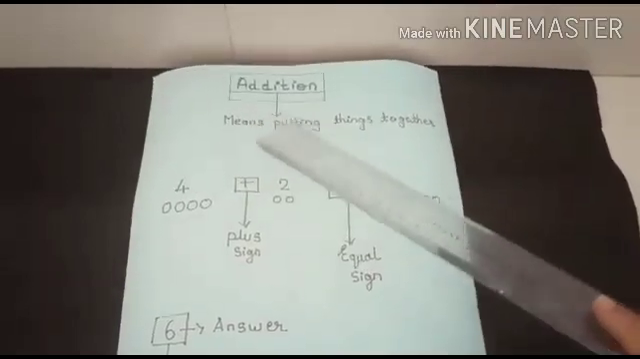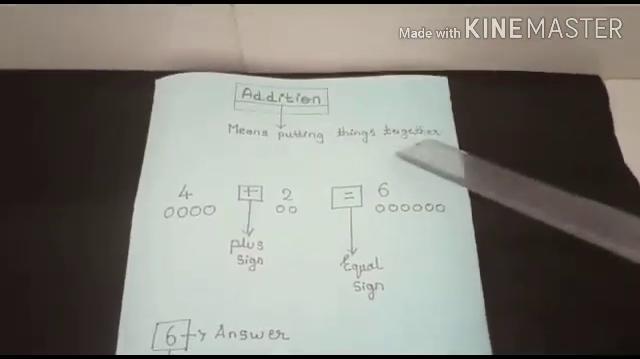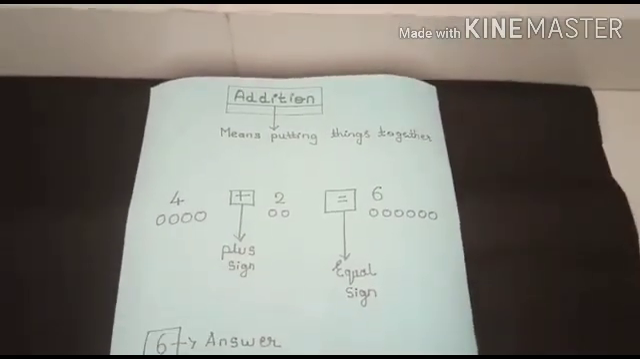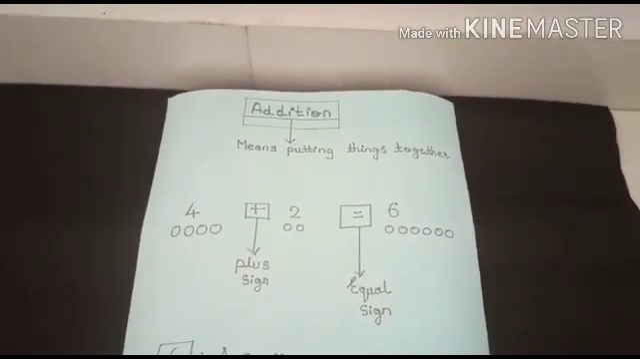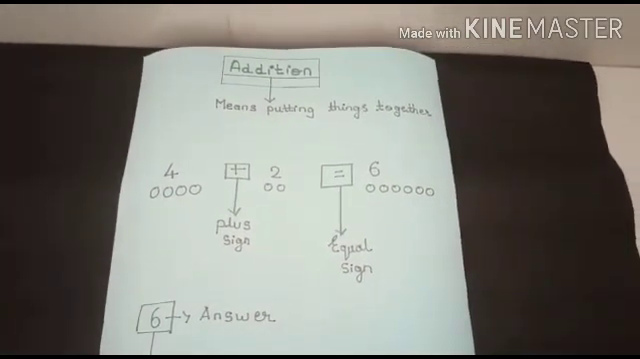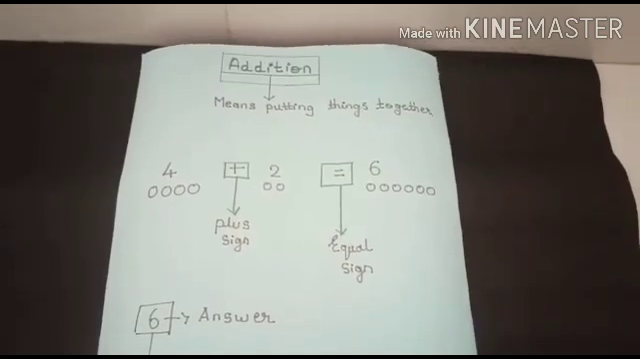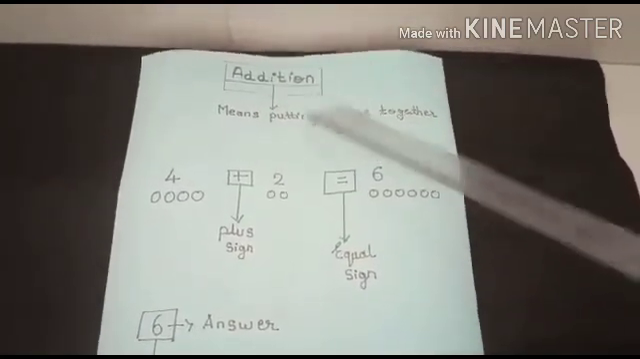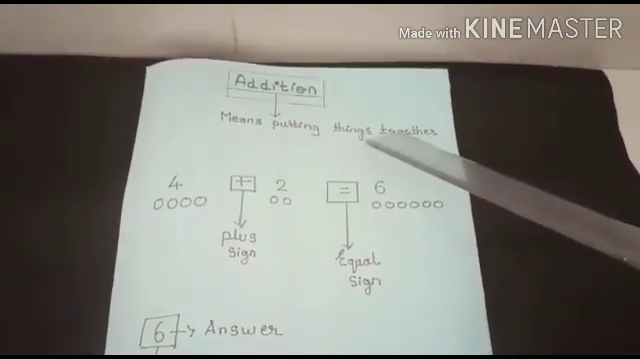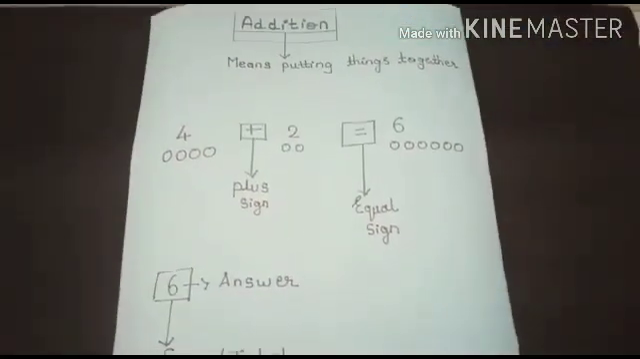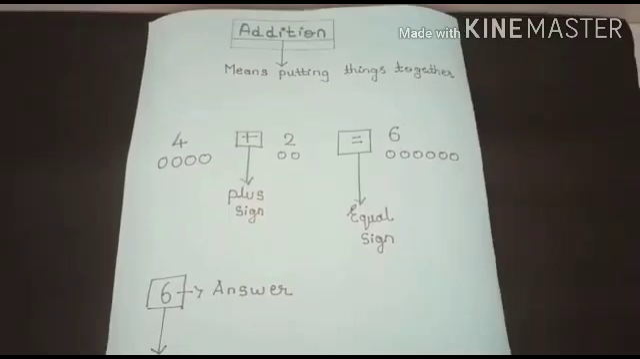Addition means putting things together. As we saw earlier, we counted the number of blocks Tutu and Bunny were having. So, addition means putting things together. We can also say addition means counting. Now let us see an example given over here.